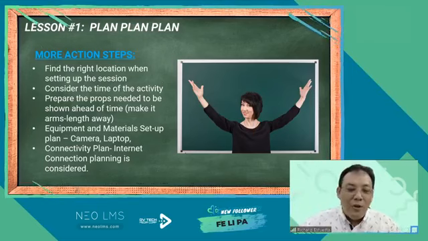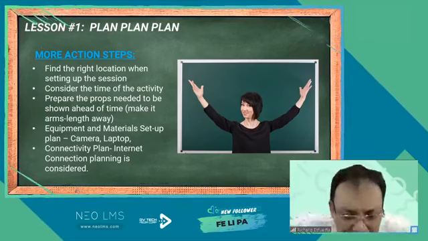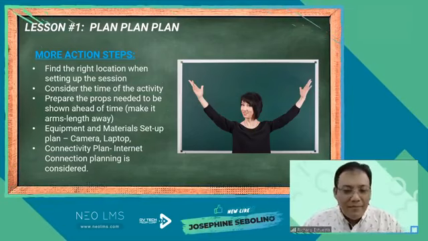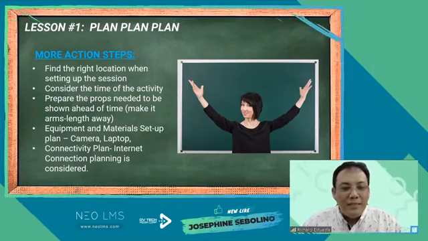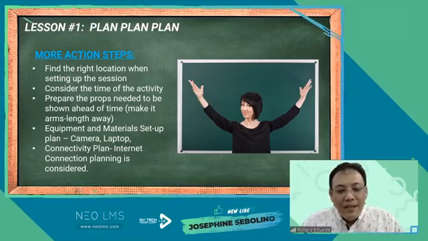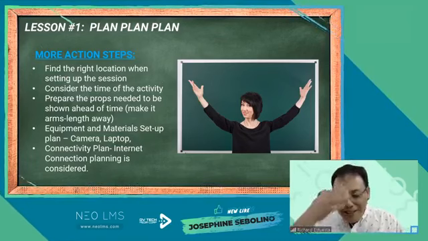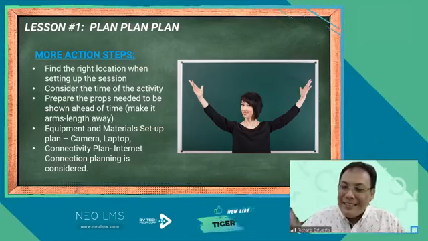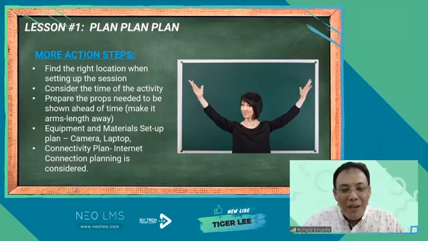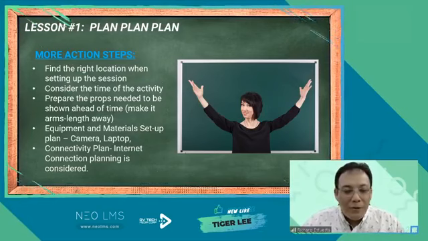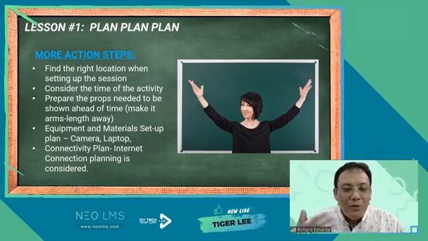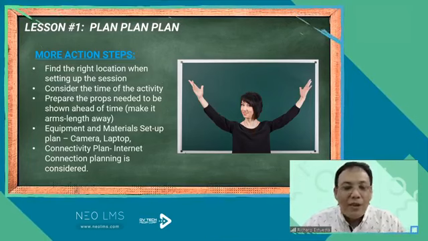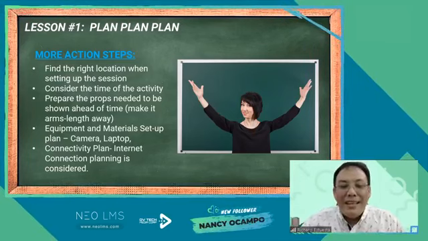The equipment and material setup plan, the camera, the laptop, again, it's something that you have to at least be prepared. Connectivity plan, now it's more important than ever. Internet connection planning is really something that you have to consider. Why? Because in your homes, there are probably two or three people also using the internet, having a Zoom meeting, having their online classes, or even just playing games.